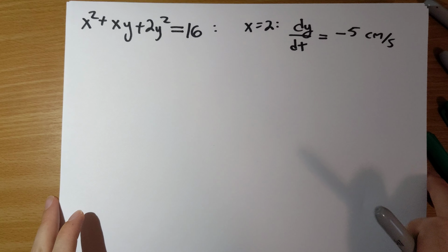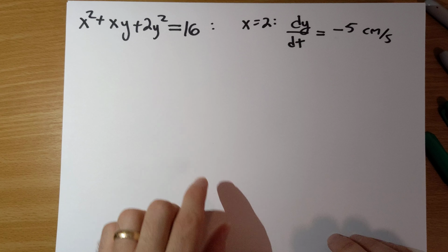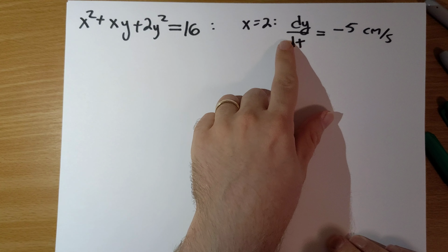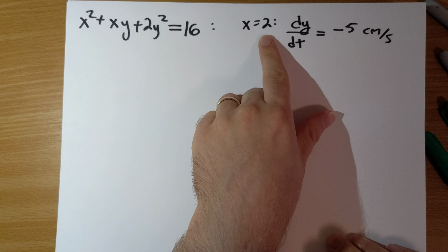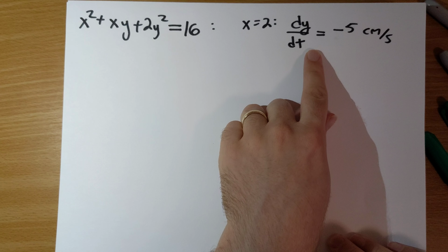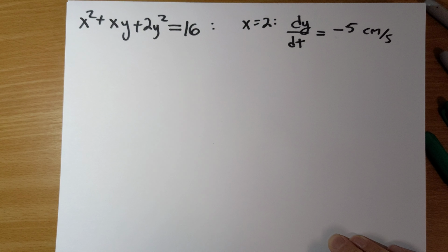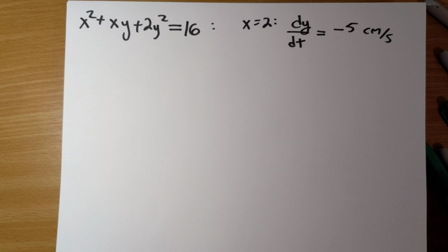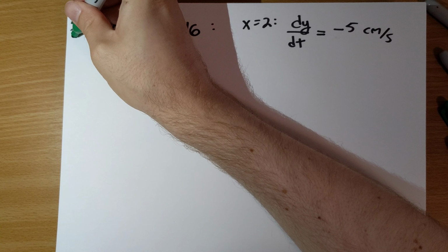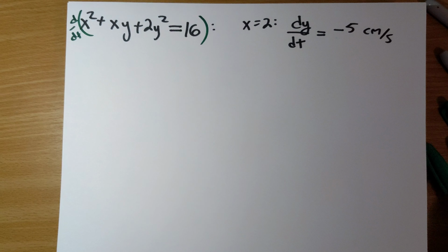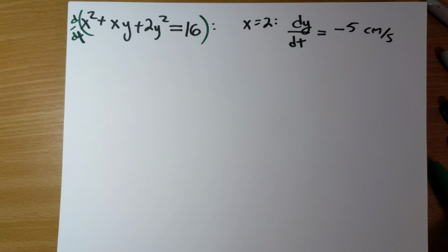A particle in the fourth quadrant is moving along a path with this equation here, and we're told that when x is equal to 2, the y-coordinate is decreasing at a rate of 5 centimeters per second. That's telling us dy/dt is -5. And so then we're being asked at what rate the x-coordinate is changing at that time. Okay, so this is a related rates problem. Let's take the derivative of everything here with respect to t, with respect to time.